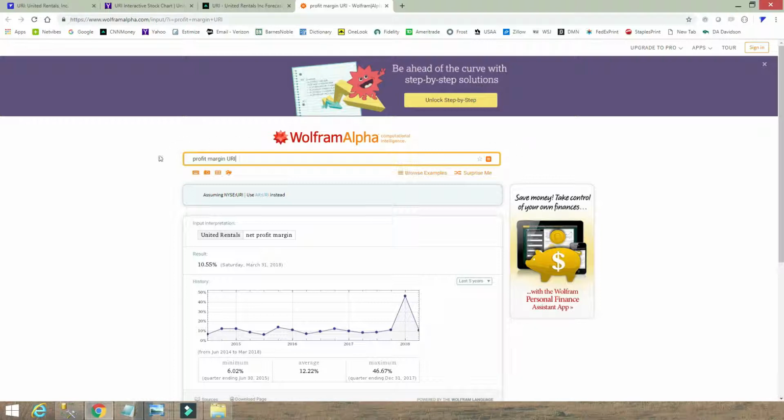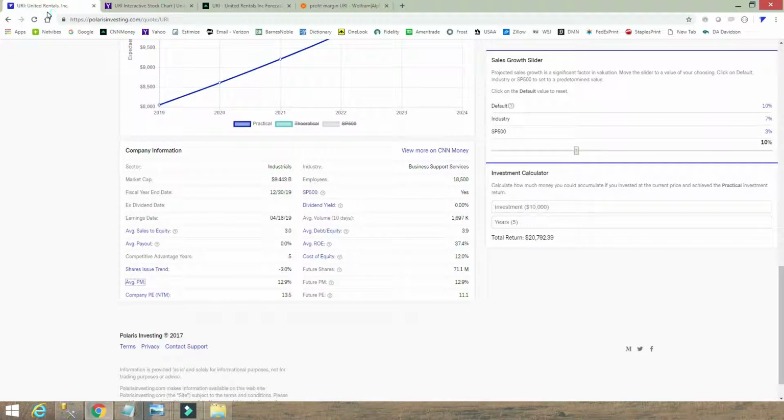Well, now that we've looked at the primary input used in the valuation, which is sales growth, and also the secondary most significant input of profit margin, let's do a quick sanity check on the third input value that weighs heavily into the valuation. That's the future PE multiple.